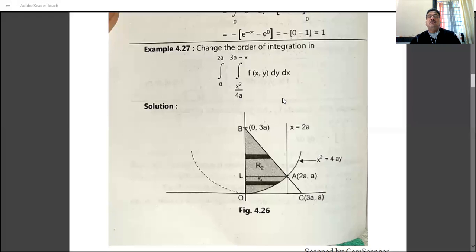So next example of change of order. Change the order of integration: integral from 0 to 2a, x square by 4a to 3a minus x, f(x,y) dy dx. So I have to change the order only. The function is not necessary.